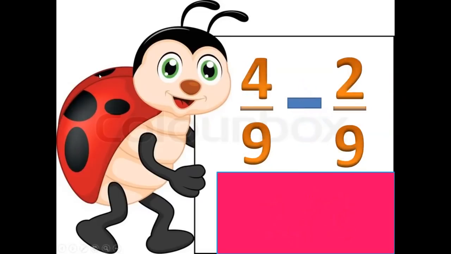How about this? Subtracting. The procedure is the same as with addition. Identify first whether the fractions are similar. If it is similar, you simply subtract the numerators. And again, do not subtract the denominator. Just copy the denominator. So 4 minus 2 is 2, and then copy the denominator. So the answer is 2/9. If you check, 2/9 is already in lowest term.